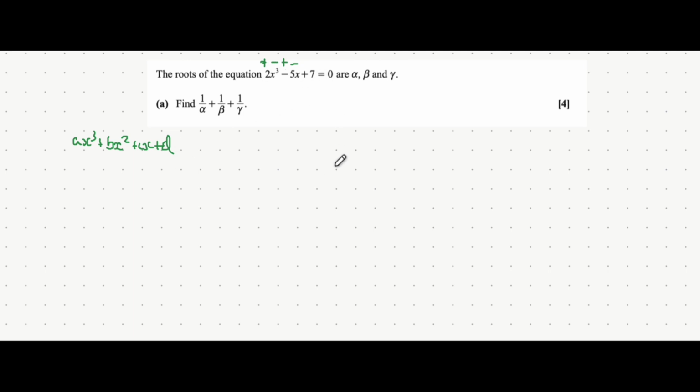Now, when we form our expressions, we can say that alpha plus beta plus gamma, in this case, would just be equal to 0. In actuality, it's equal to b over a, but because our b value is essentially 0 here, because there is no x squared term, it would be equal to 0 in this case. Moving on, we can say that alpha beta gamma would be equal to d over a.